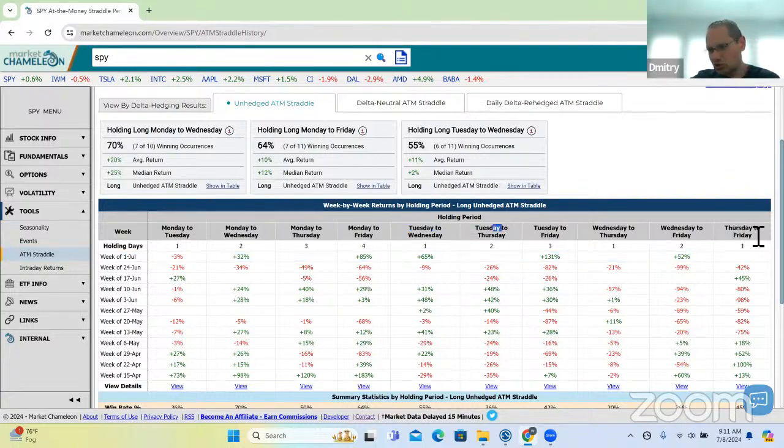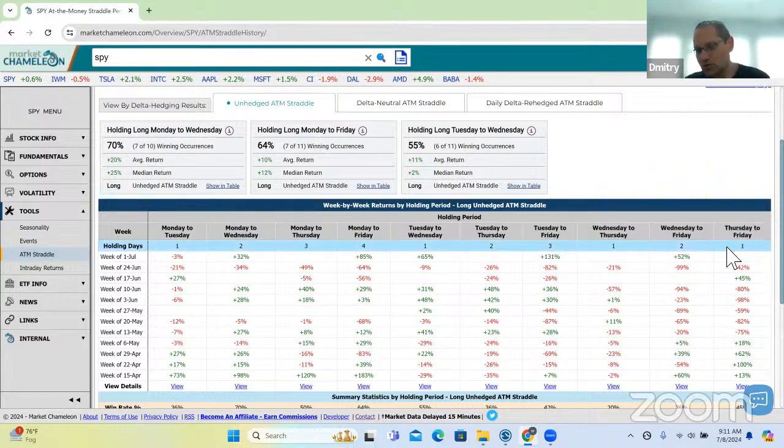So you could see here, we try to cover different combinations of date ranges within 1 week, right? So even Thursday to Friday, you'll see that that's a 1 day, right? Now we have all these different hold periods throughout the week.